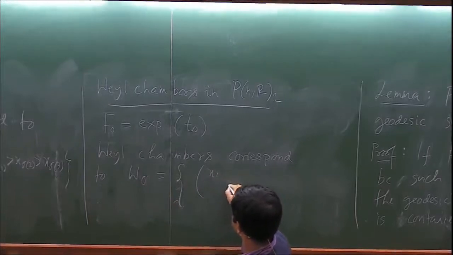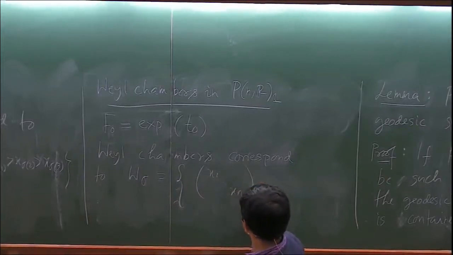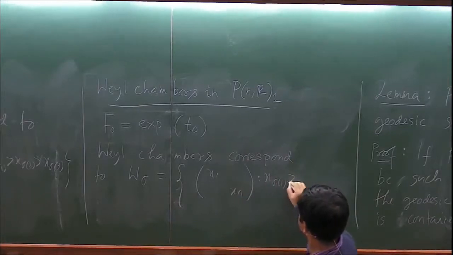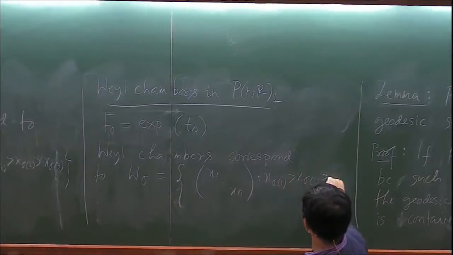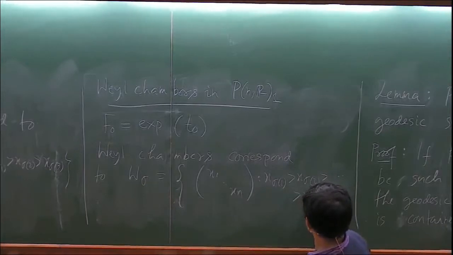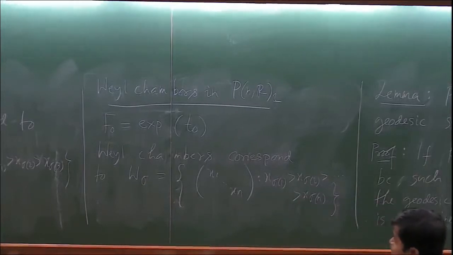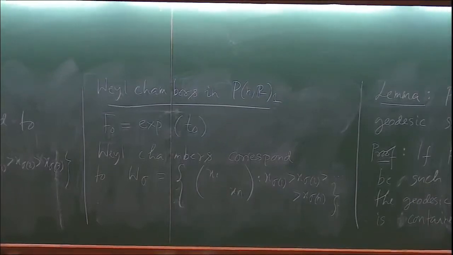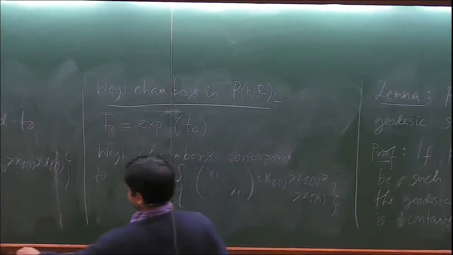Matrices x1, x2, ..., xn, such that x sigma 1 is bigger than x sigma 2 and so on. Like this. But the only difference is that here the trace is 0. But still, you'll have the same number of Weyl chambers.